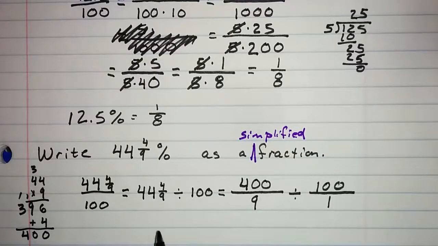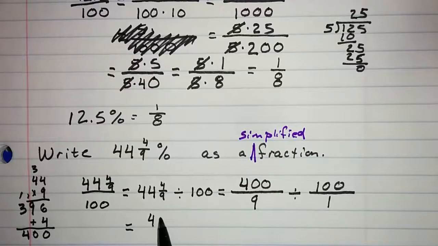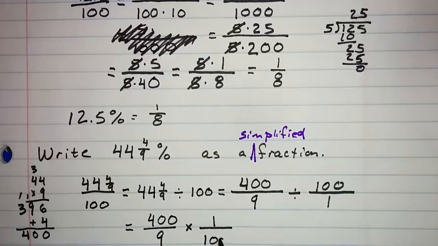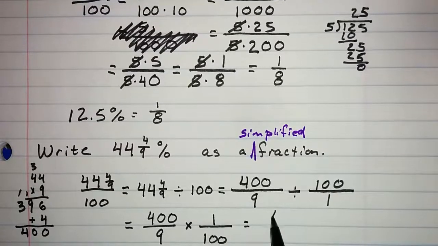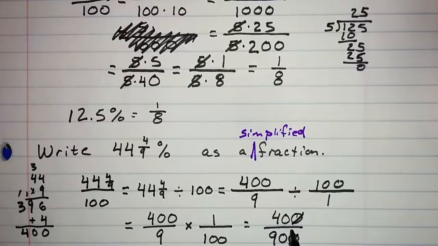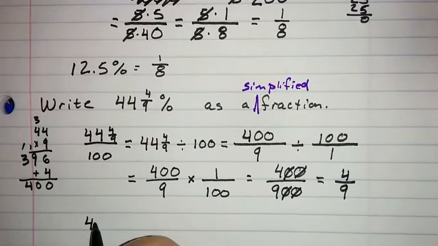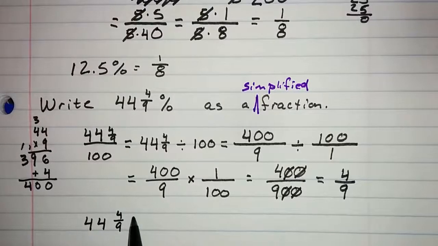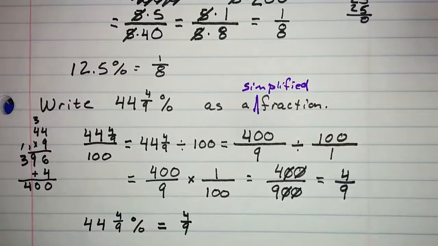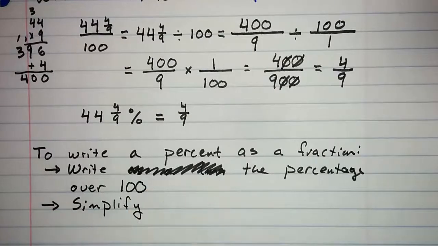I have 400 ninths divided by 100 over 1. That's going to be 400 ninths times 1 over 100. So 400 over 900. Simplify by canceling common factors of 10 twice, and I get the fraction 4 ninths. 44 and 4 ninths percent equals the fraction 4 ninths. To write a percent as a fraction, write the percentage over 100, and then simplify.